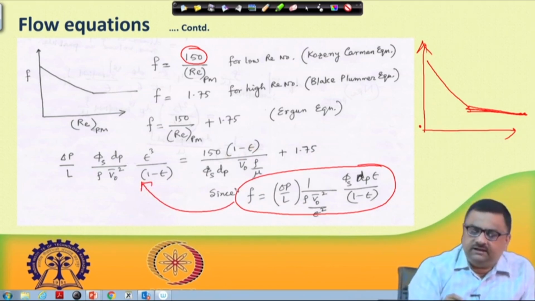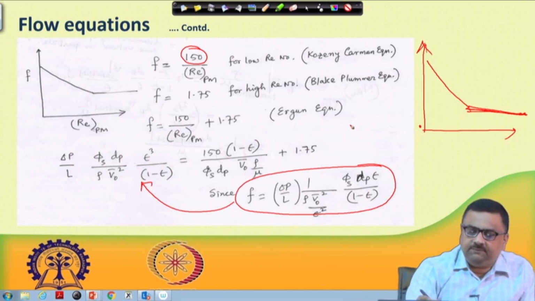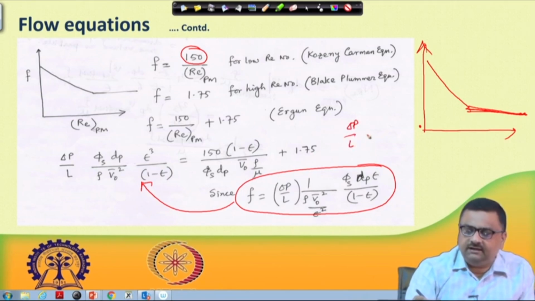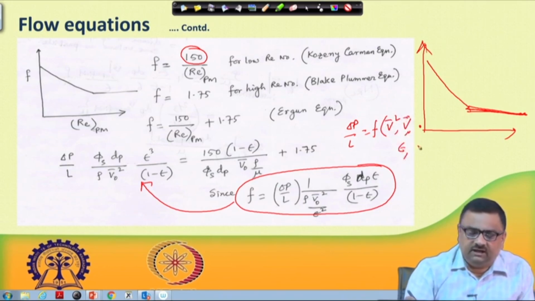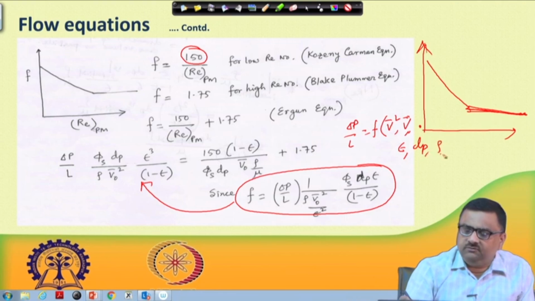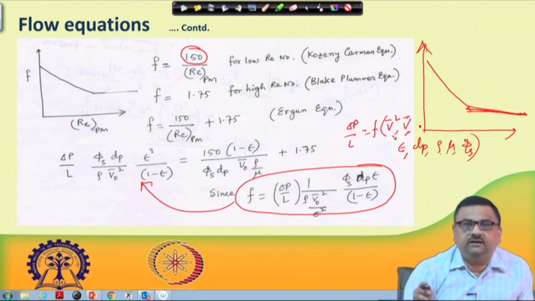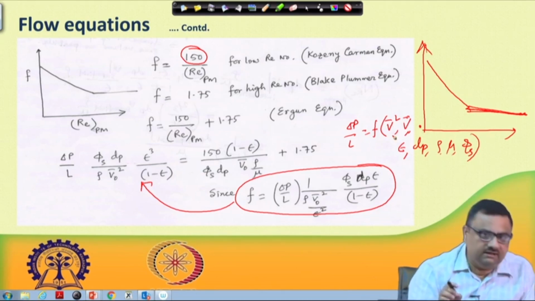This equation relates delta P by L, the pressure gradient, as a function of V bar square and V bar, and it depends on other parameters such as epsilon, dp, rho, mu, phi s. So these are various parameters it depends on. So this is a different type of equation altogether, and this equation is referred to as the Ergun equation.